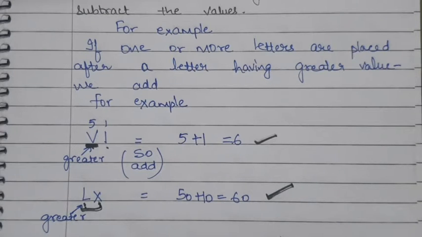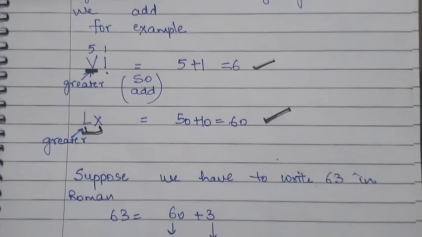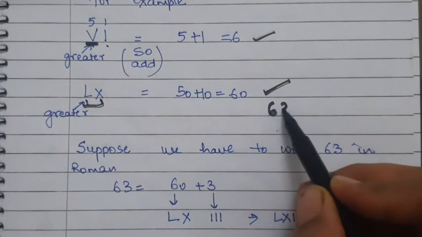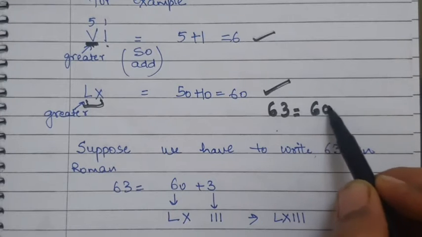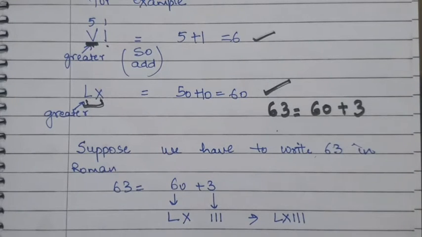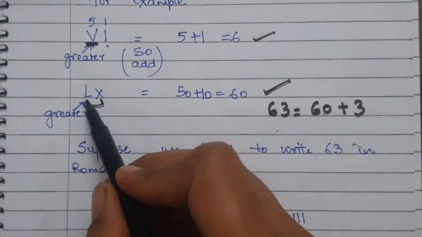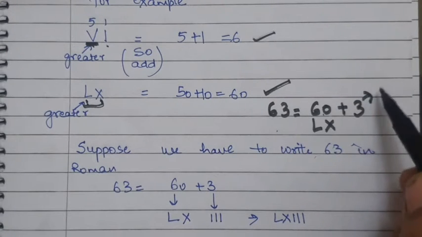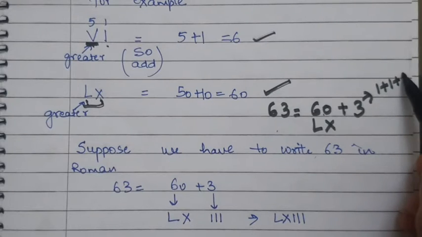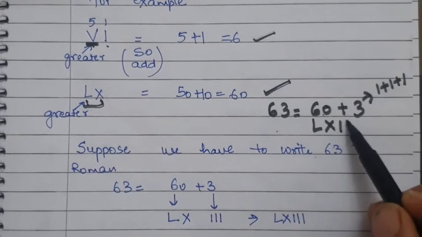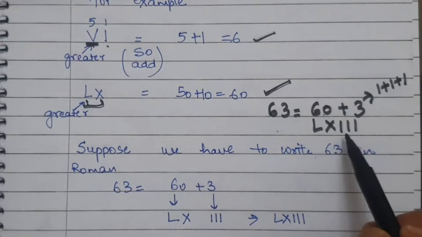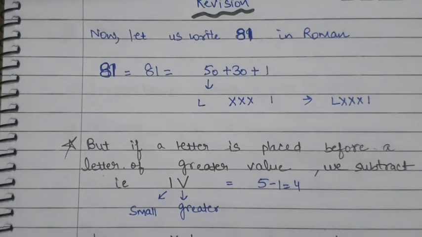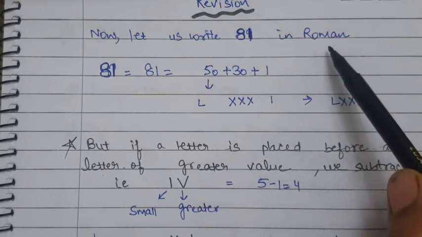Now suppose we have to write 63 in Roman. Now 63 can be written as 60 plus 3. Now 60 we have already done, that is LX. And 3 means 1 plus 1 plus 1. And we get LXIII. Clear?